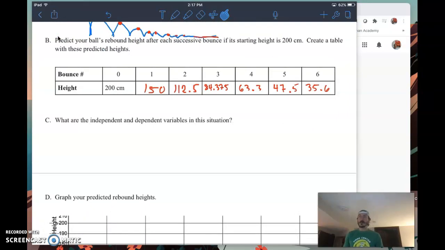Okay, it asks about the independent and the dependent variables here. Now, I set this up on purpose this way, so it was a natural transition. The bounce height is going to be my dependent variable, okay?